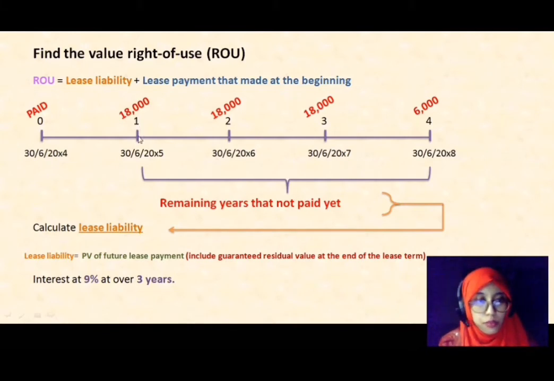So these are the remaining years that are not paid. Lease liability equals the PV, present value, of future lease payments. It includes the guaranteed residual value, which is 6,000. So 6,000 needs to be paid at the end of the term. So we have 9% over 3 years.